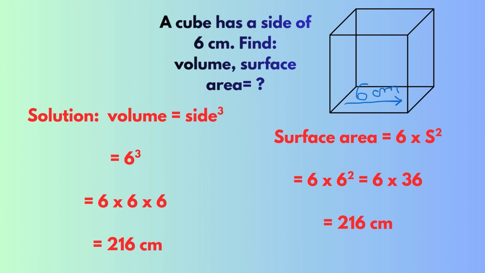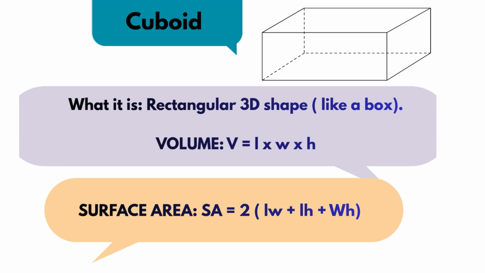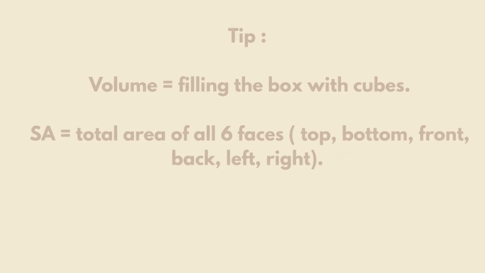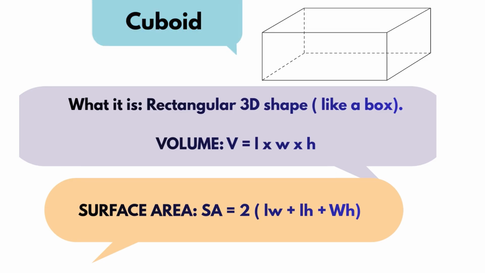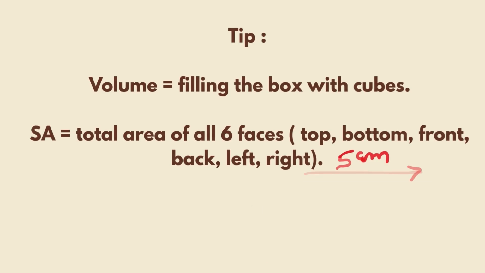Let's talk about a cuboid. What it is? A rectangular 3D shape like a box. How to find out the volume of a cuboid? It's length multiply width multiply height, and the surface area for this cuboid is twice of length multiply width plus length multiply height plus width multiply height, which gives us the total surface area of this cuboid.